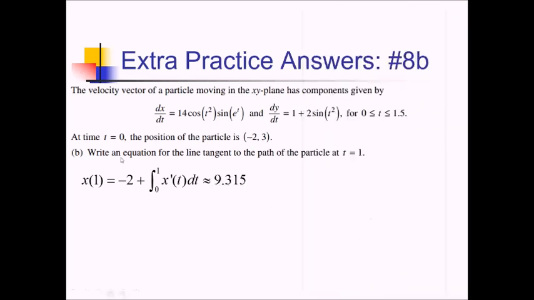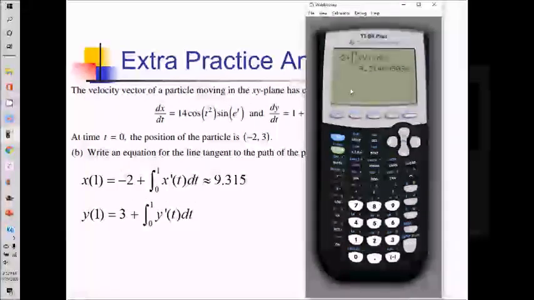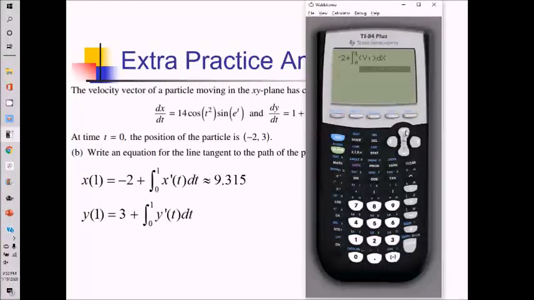Let's do the same thing to find y of 1 now. So we have our initial position of 3, and to that we're adding an integral, again from 0 to 1, of y prime of t dt this time around. Let me go to the calculator on this one. And I'm actually just going to yank my input from before because it's mostly got what I need.